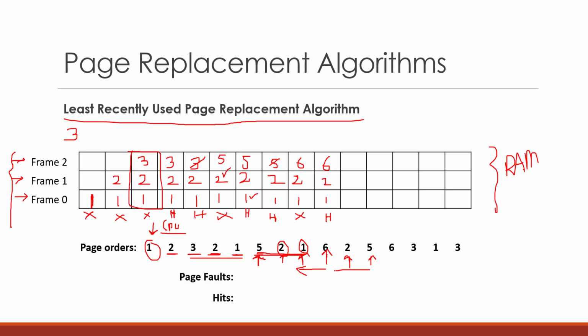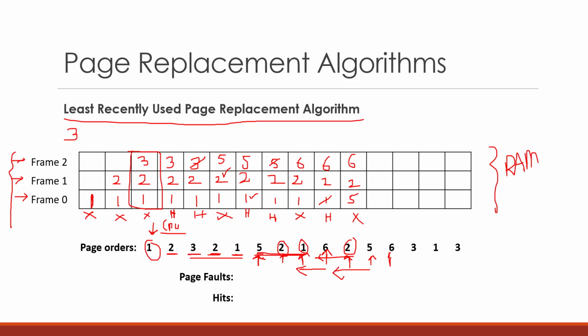We go from here backwards and see 2. 2 was recently used, so we cannot replace it. 6 was recently used, we cannot replace it. 1 was used earlier, but 6 and 2 were most recently used by the system, so we replace 1 by 5. So we do 5, 2 and 6, right? And obviously it's a miss, right? It was a miss because 5 was not in the RAM.